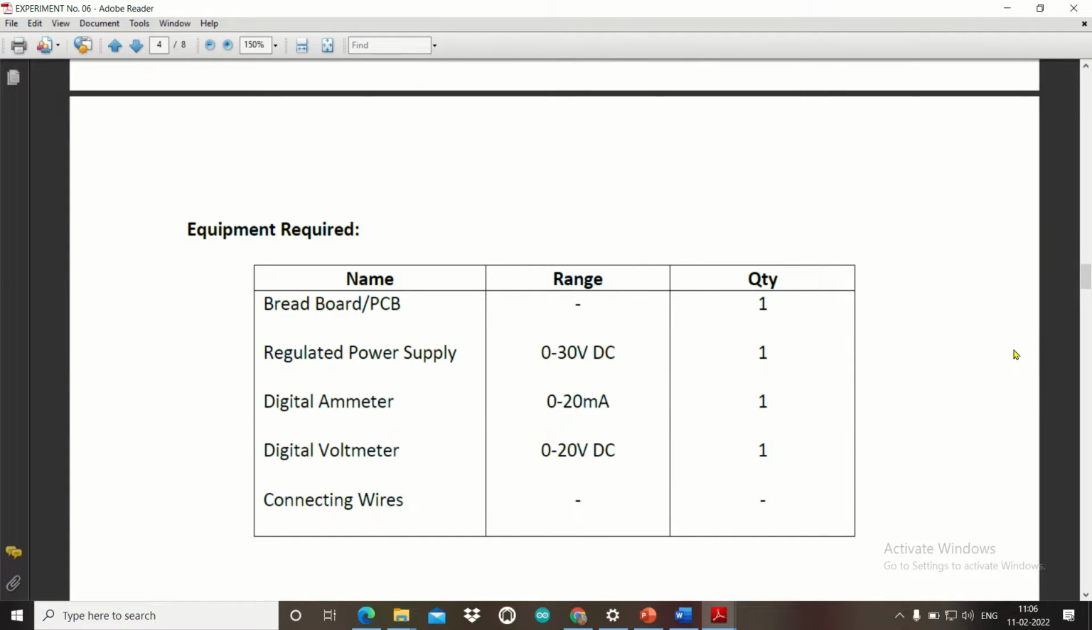We require a regulated DC power supply to perform this experiment. We will be using a regulated power supply to the range of 0 to 30 volt DC. A digital ammeter we will require, 0 to 20 milliampere range ammeter we will use, and in case of the digital voltmeter we will be using a digital voltmeter of 0 to 20 volt DC range.